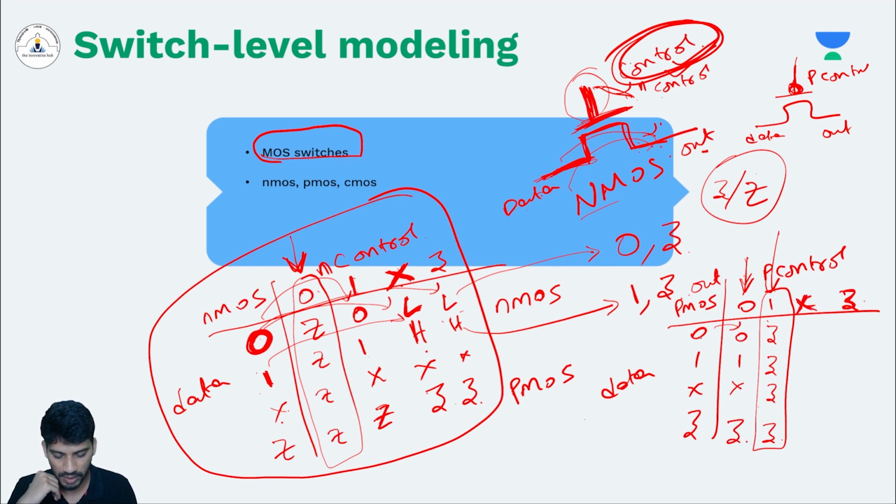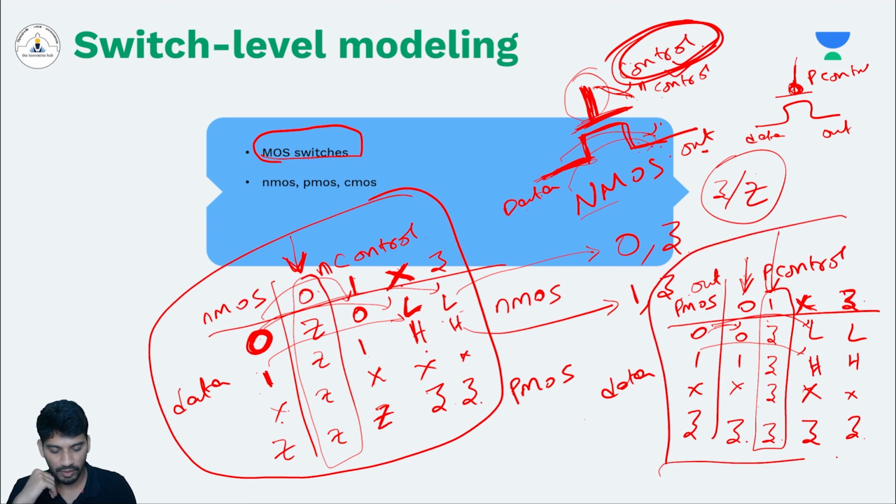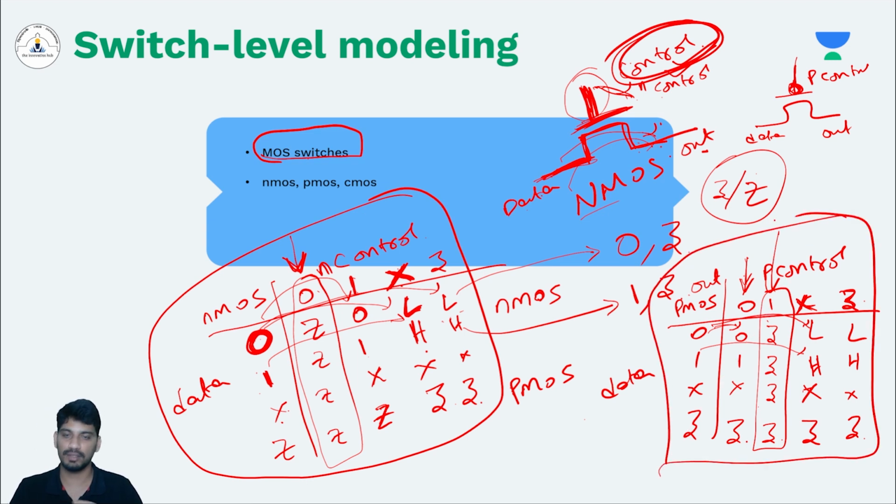Similarly, if the control signal is X, then if data is 0, the output is L. If data is 1, then H. If data is X, then X; if data is Z, then Z. So: L, H, X, Z, like this. So this is the truth table of your PMOS gate.